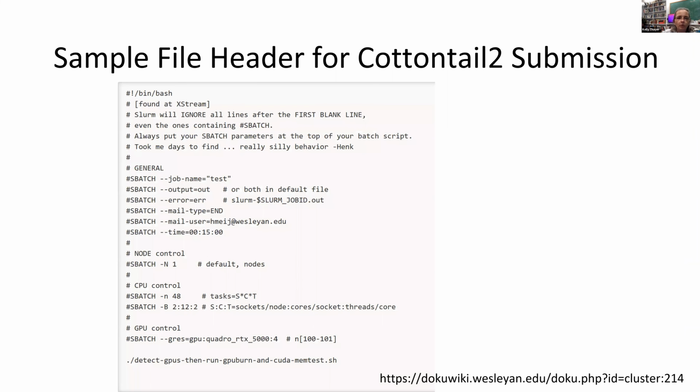So this is a sample file header for Cottontail 2. Notice that I took this off the DocuWiki, so you can also check the DocuWiki yourself to look for additional information and perhaps some other examples of scripts. So we could expect that there will be an increasing number of sample scripts as we are bringing more and more things online with Cottontail 2, so that you can go there and get a sample script that will work for your program.